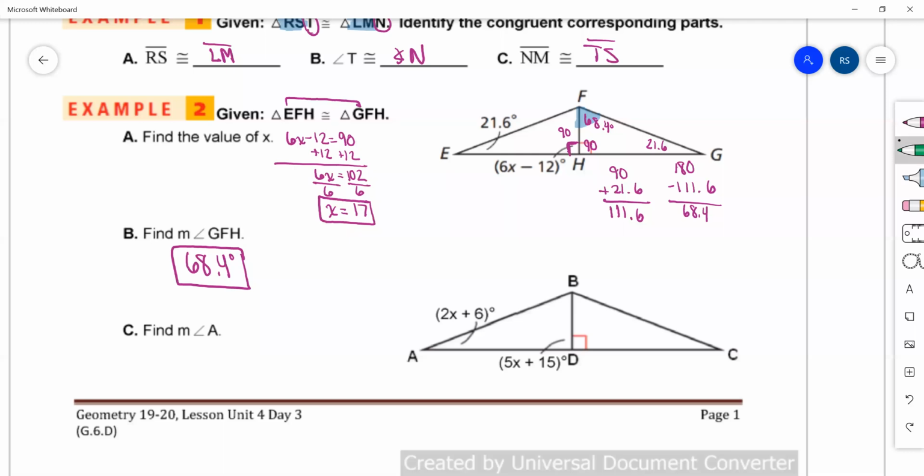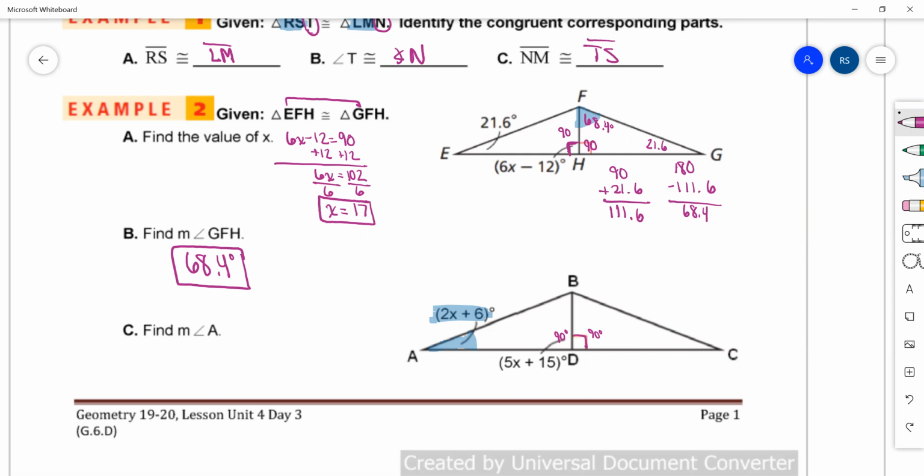Okay, C asks us to find the measure of angle A. So here's A right here. They give us this 2x plus 6, but of course they don't want us to just say that. Now this one's kind of tricky. At first you want to say, oh, set them equal. No, we can't do that. We're told that that's a right angle right here, so that's 90. Which means this side has to be 90 degrees.